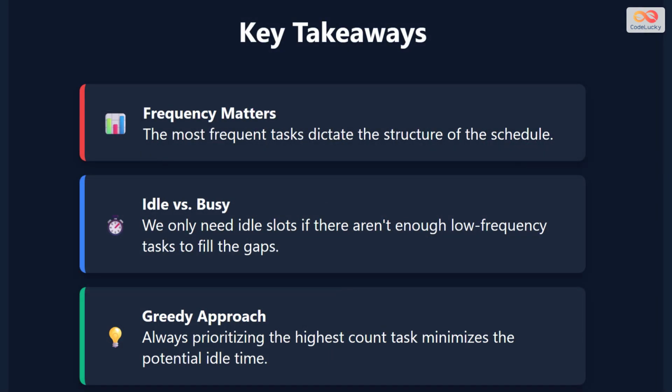To wrap up, remember that frequency dictates the schedule. By identifying the most frequent element, we can determine the minimum skeleton of our timeline. We only introduce idle time if absolutely necessary. This greedy approach ensures the most optimal runtime.